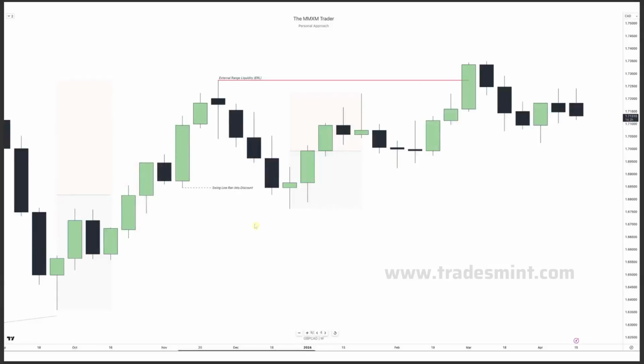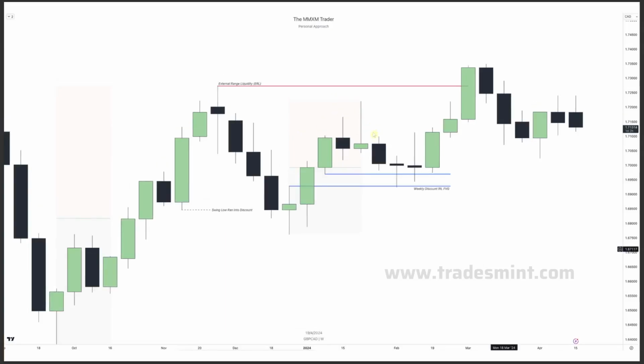So we've got that weekly chart on GBP CAD again, right? Remember, swing low, ran into discount, important. We want to be hitting discount before we move up. Discount and premium levels, what are we going to be focusing on afterwards? That internal range liquidity pool, right? So price comes back into this internal range liquidity pool over here.